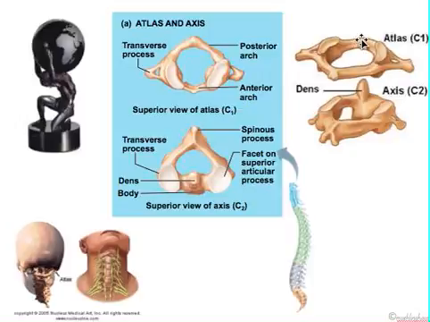But evolutionarily speaking, the dens reaches into that ring and attaches firmly to the front of that ring. And it used to be that this little thing called the dens on the second vertebra was the body of this ring vertebra. So that's how you can think of it.